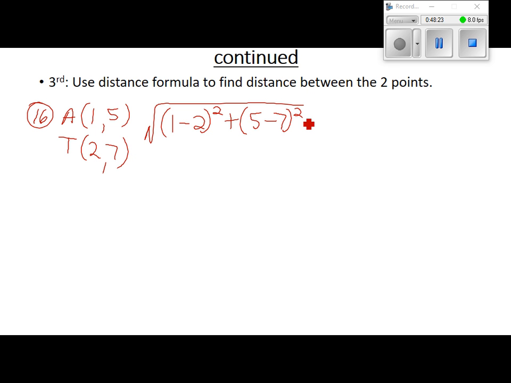What is it? 4.1. Anybody else get something different? Yeah, I got 2.23. So we're between 4.1 and 2.2.